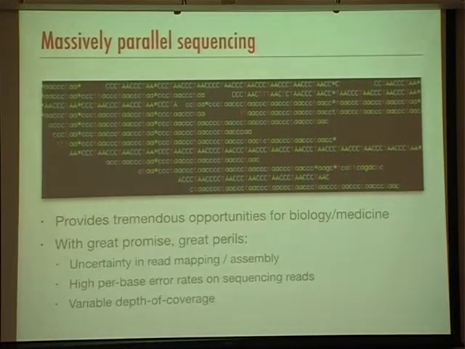But of course, with all of this great promise, there are great perils. This technology still doesn't produce perfect data, so there are a number of different problems. One is the uncertainty in the read mapping and assembly. We get these short reads, but we don't necessarily know how they join together to represent the underlying DNA molecules that we're sequencing. There's a high per base error rate on any given sequencing read, and we get variable depth of coverage.